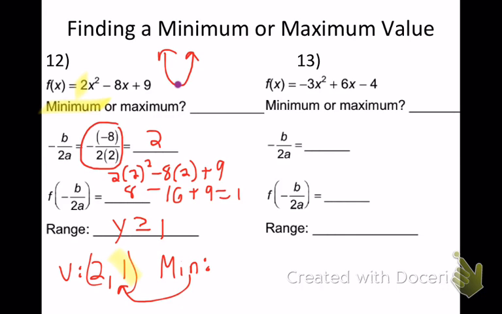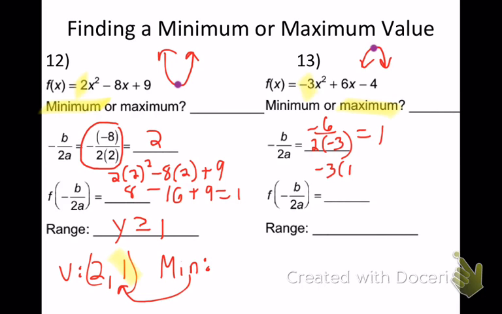Let's look at 13. A is negative 3. That means my graph's going to go up or down? My graph's going down. If it's going down, we'll have a minimum or a maximum? I'll have a maximum. I need to find the axis of symmetry to find the vertex. So negative b over 2a. So negative 6 over 2 times negative 3. What's negative 6 over 2 times negative 3? Positive 1. I plug 1 in.